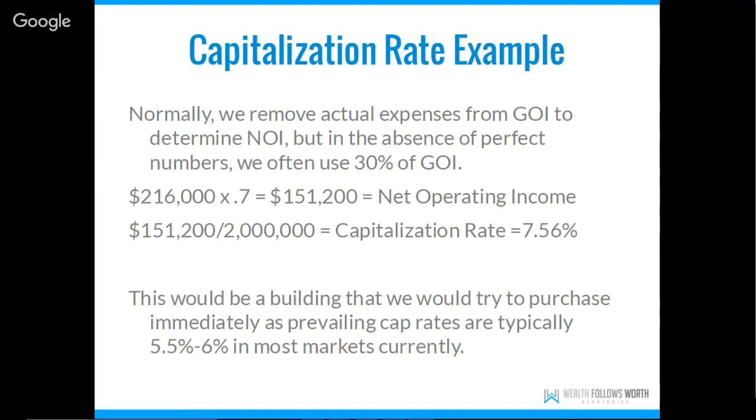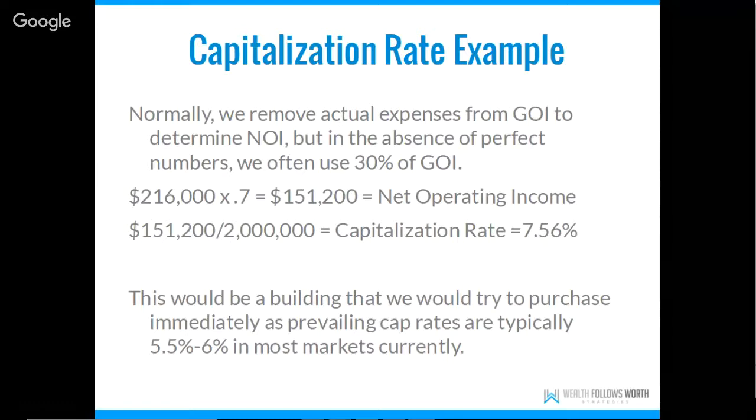So if we take that $216,000 in gross operating income from the prior slide times 70%, again, factoring the 30% expenses, our net operating income will be $151,200. And again, that's the net operating income, or NOI. That would mean if our NOI is $151,200 and we divide that by 2 million, the capitalization rate on this building would be a whopping 7.56%.